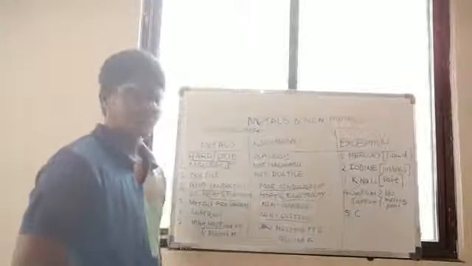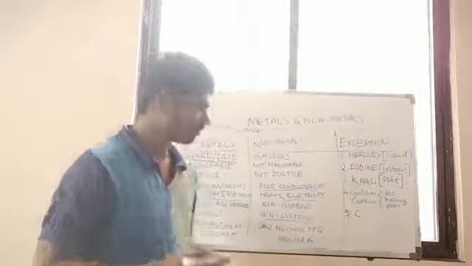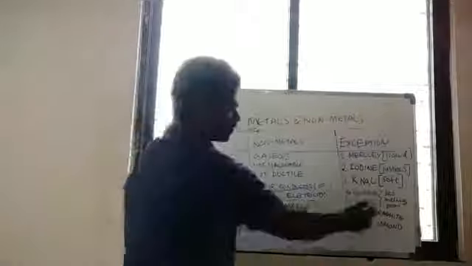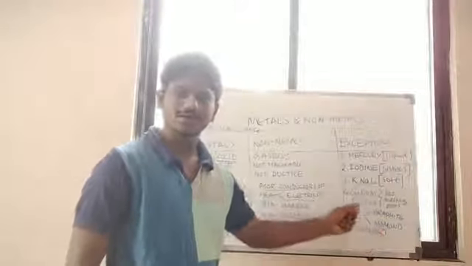Now, the non-metals are very poor conductors of heat and electricity. But look at carbon. The formula of carbon is C. In nature, carbon exists in two forms: one is graphite and one more is diamond. These two forms of carbon are called allotropes. Allotropes means both of them have the same chemical formula. Graphite has the chemical formula C, and diamond also has the chemical formula C.